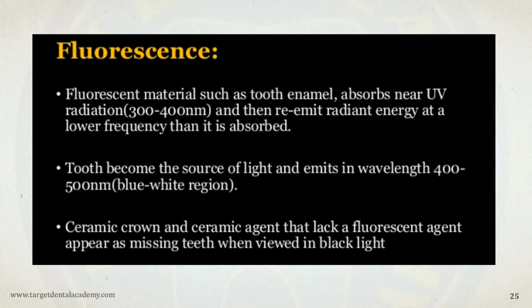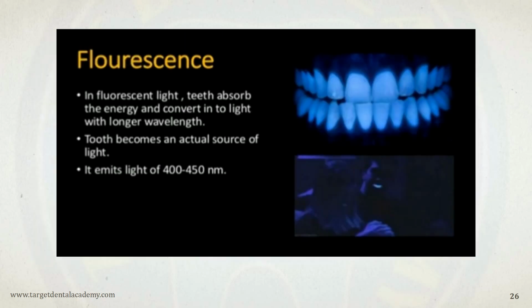So what is fluorescence doing? A fluorescent material such as tooth enamel absorbs ultraviolet light and re-emits the light. So in fluorescent light, teeth absorb the energy and convert it to light with a longer wavelength. The tooth becomes an actual source of light. It emits 400 to 450 nanometer. This range of wavelength is very important from your exam point of view.